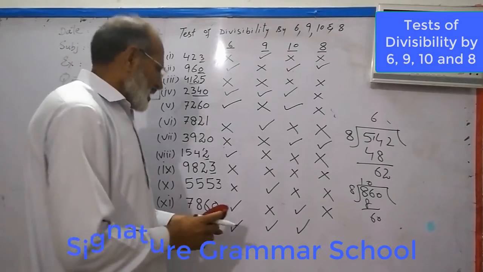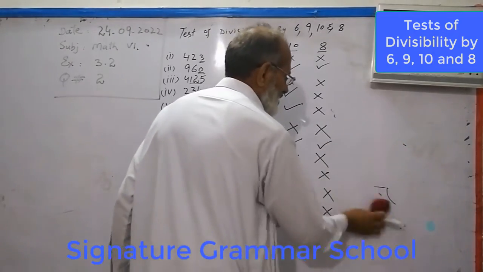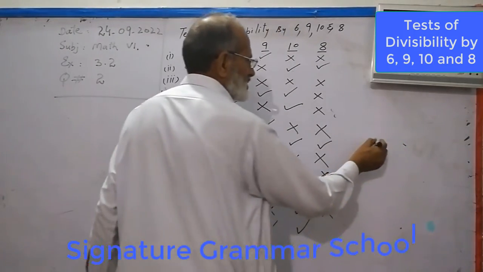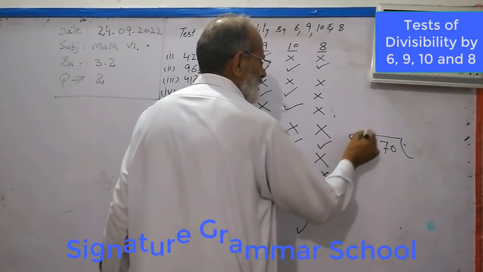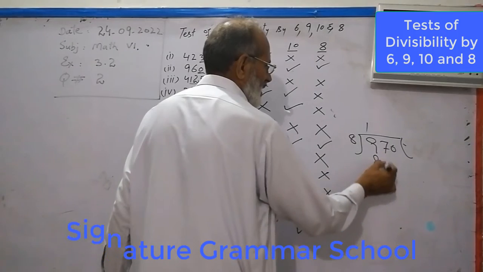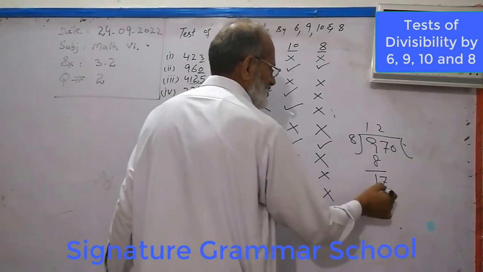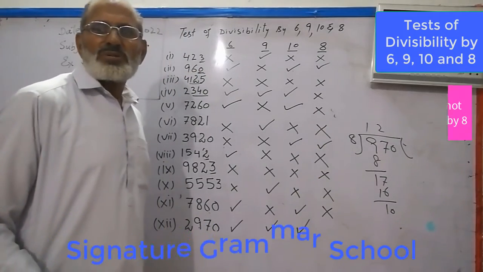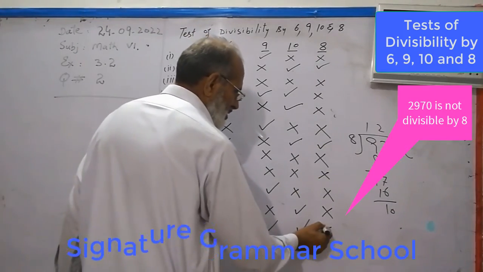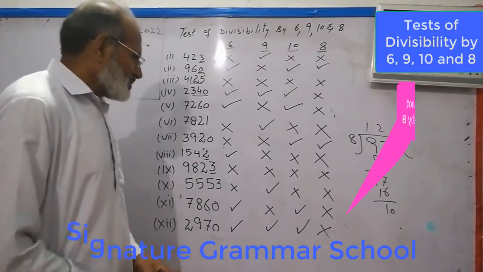But let's see whether this value is divisible by 8 or otherwise. So it is 9, 7, 0 divided by 8. 8 ones are 8, 10 minus 8 is 2, 8 twos are 16, and here 10, so 10 doesn't come in the table of 8. Therefore, this value is not divisible by 8.